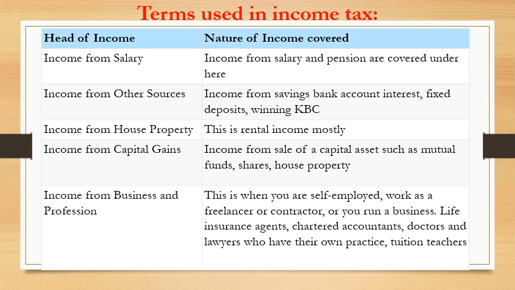Income from other sources. It could be savings bank account interest, fixed deposits, winning in the KBC. If you have won any lottery, or any competition or quiz, Kaun Banega Karodpati is one such competition, it's not free of cost. We have to pay tax, and it normally comes to 30%, and it will be deducted at source itself.